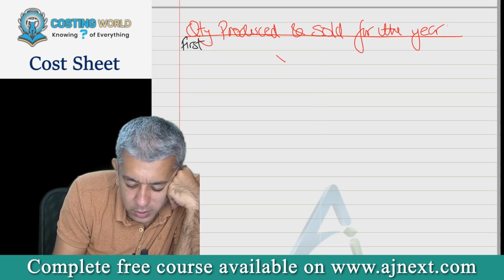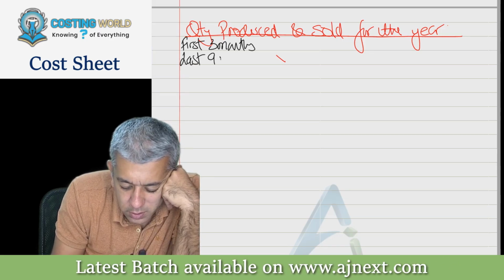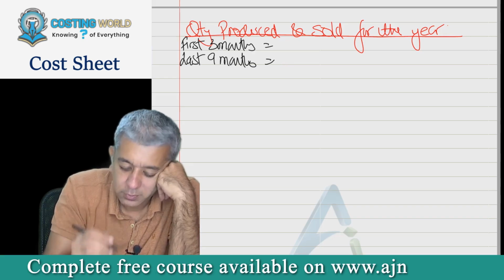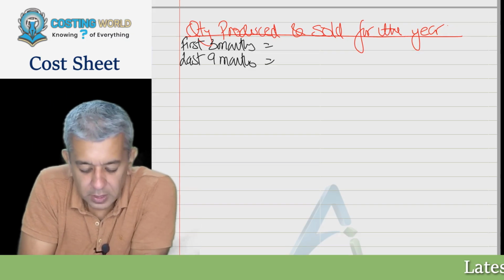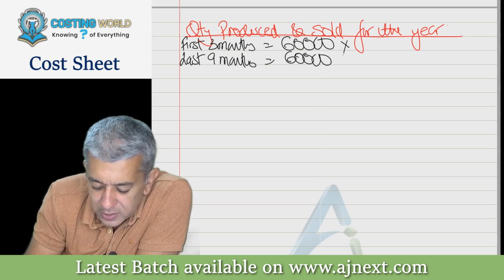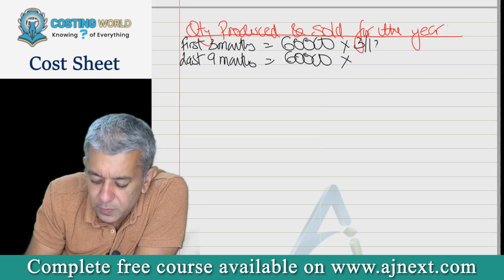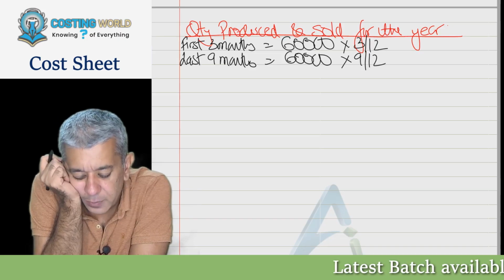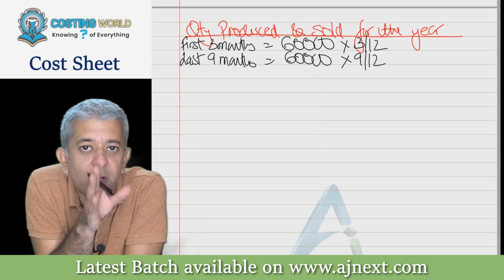So write down on the next line, first 3 months. No, last 9 months. My capacity for the entire year at 100% is 60,000. I'm writing 60,000 two times. If I still talk of 100% only, in 3 months my capacity must be 60,000 into 3 by 12, and into 9 by 12. This will give you your production in 3 months and 9 months, provided you all work at 100%, no?